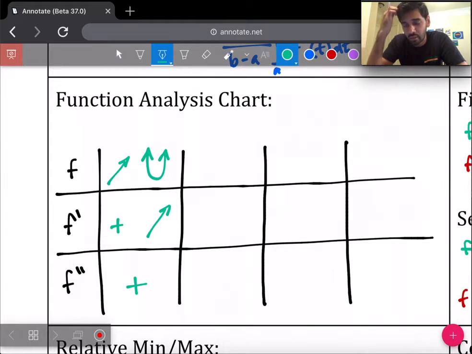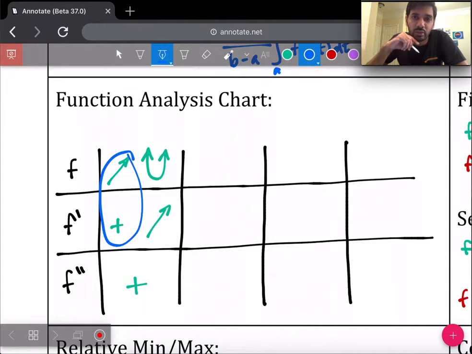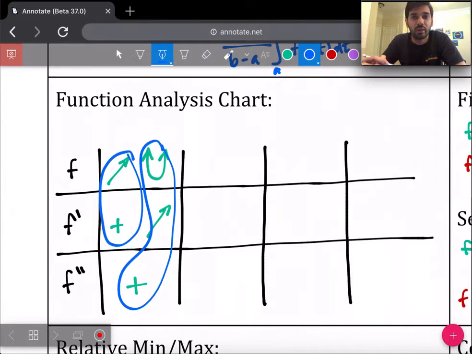Okay, so in this first column right here, these two guys are associated with each other, and then these three guys here are associated with each other. These two go hand in hand exclusively, and then these three go hand in hand exclusively. So I'll talk about how we interpret this in the next few boxes.